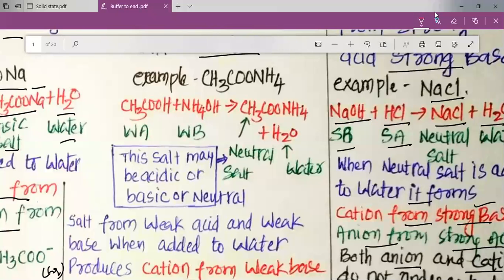This weak acid CH3COOH, my dear students, reacts with the weak base NH4OH and produces the salt CH3COONH4 and water. Now please remember that this salt CH3COONH4 may be acidic, may be basic, may be neutral. So we need to determine the characteristics of this. So how can we determine the pH?